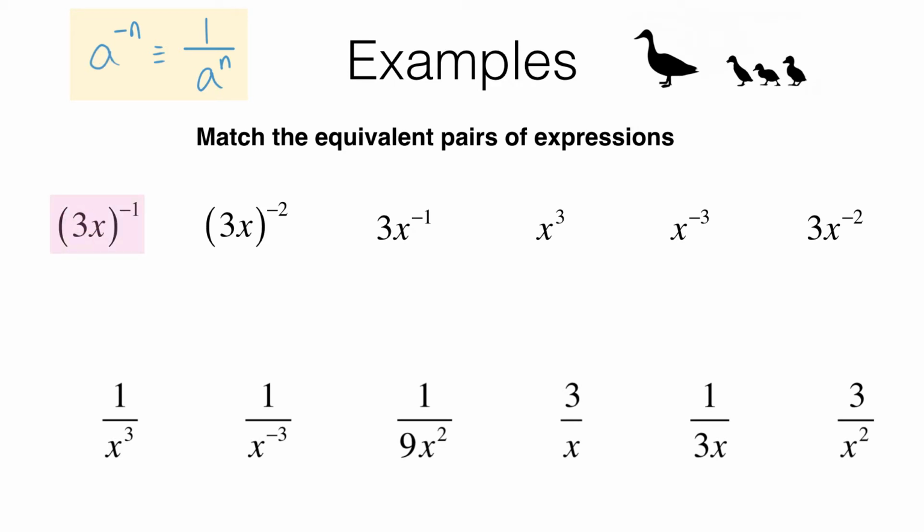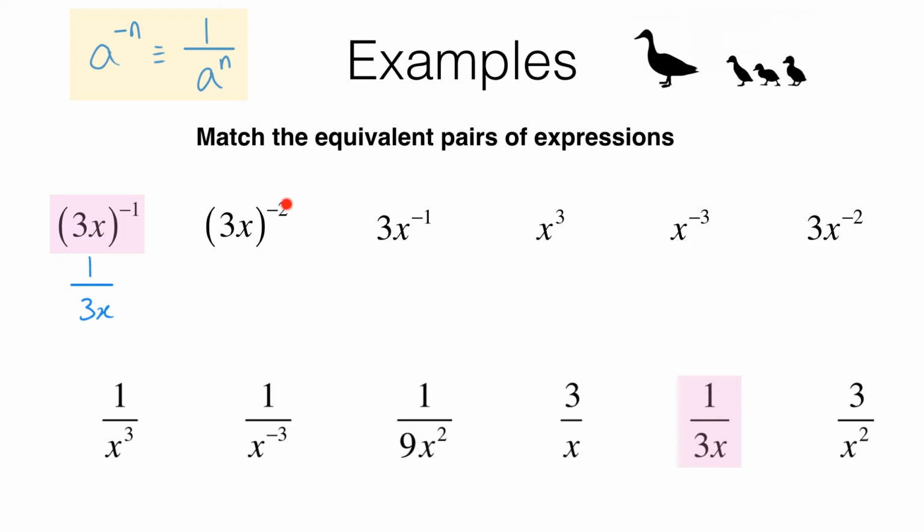We've got 3x all to the power of negative 1. Let's stick with what we know. We've got a quantity to the power of negative 1. So that is simply going to be equal to 1 over that quantity. So that means here is our matching expression.